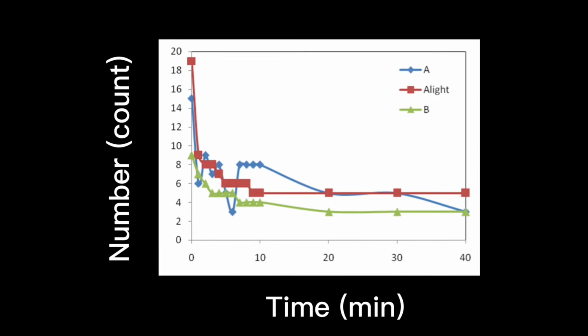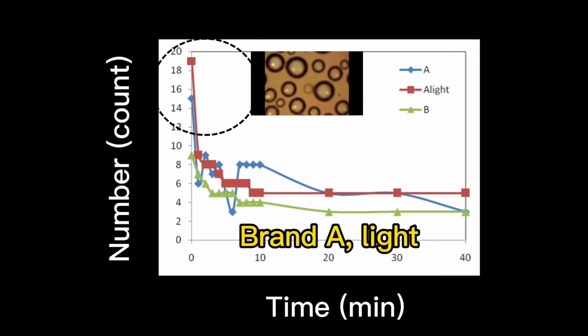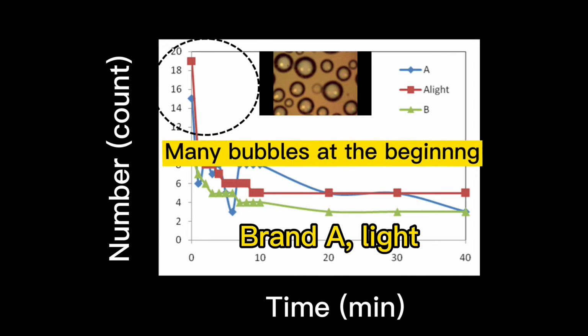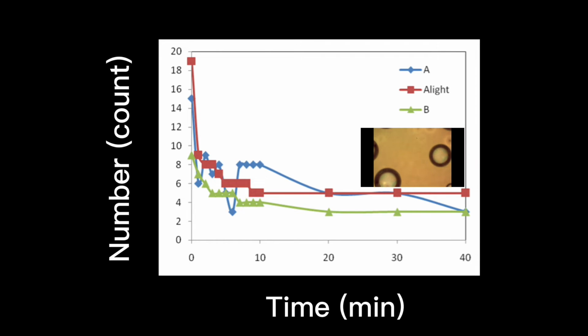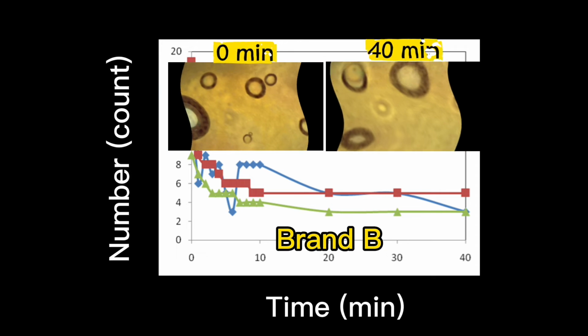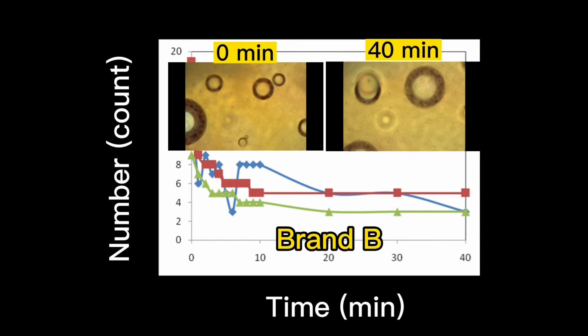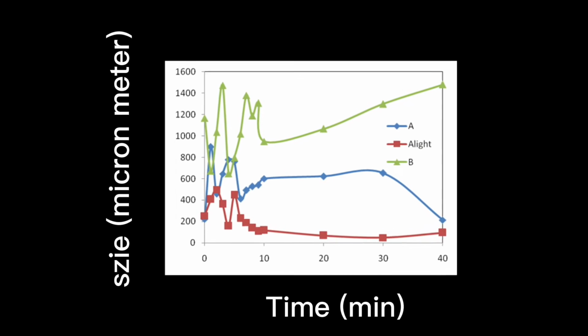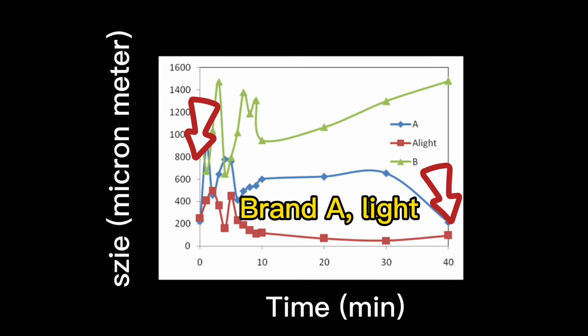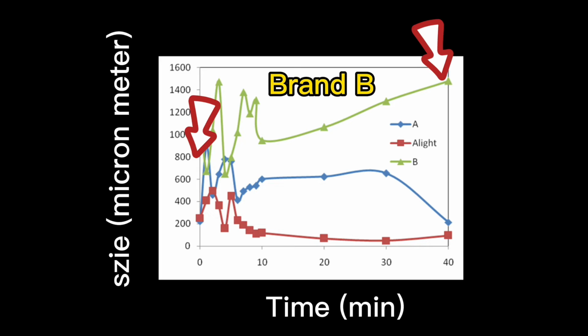If we analyze the video with software, it can be more clearly seen that brand A, including A-Line, has a lot of bubble particles at the beginning, nearly 50 to 20 counts, but in the end, there are basically less than 6 bubbles left. The B brand is almost the same from the beginning to the end. It's even more interesting to look at the size of the bubbles. The bubble size of brand A will eventually become smaller, while the bubble size of brand B will become larger.